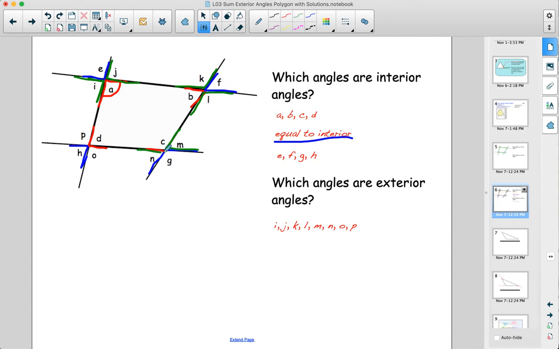N, side in the polygon and then that extension. O is created by this side in the polygon and that extension. And then finally we have P, which is created by this side in the polygon and that extension. So that gives us I, J, K, L, M, N, O, and P are all exterior angles.